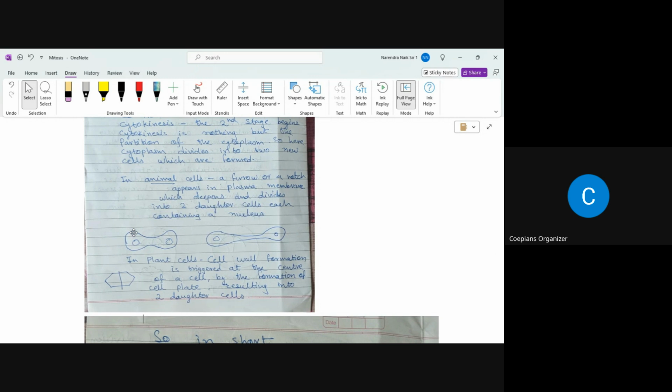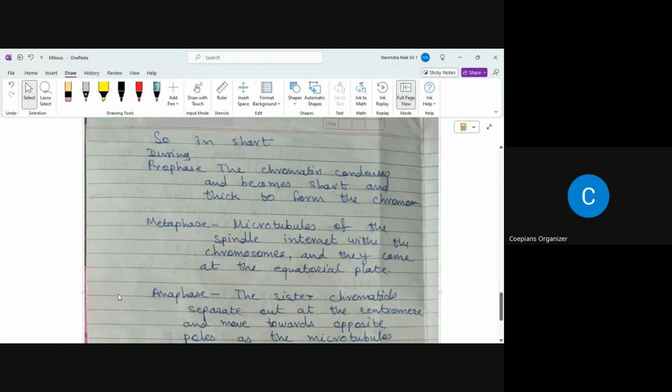In a plant cell, cell wall formation is triggered at the center of the cell. This is the cell wall formation by the formation of a cell plate, resulting in two daughter cells.